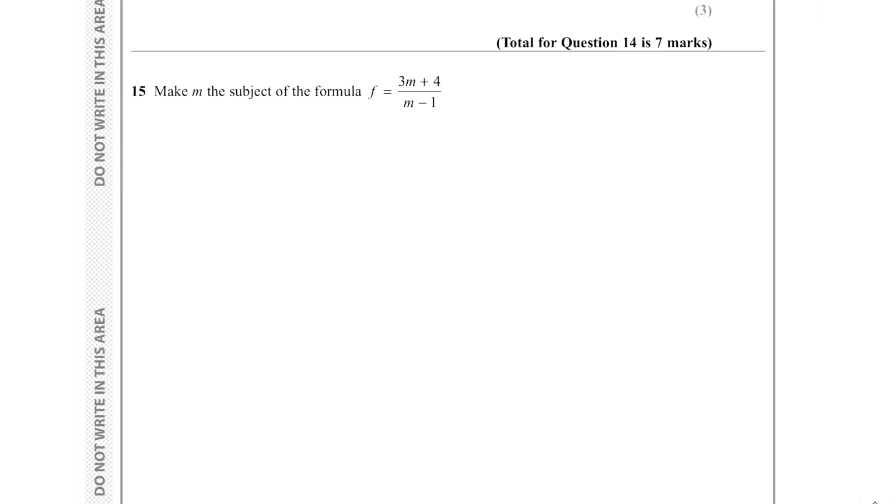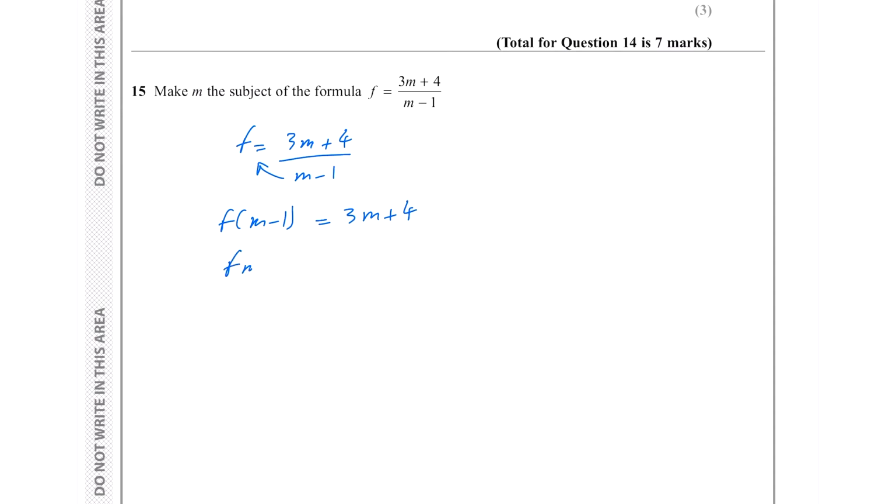Make M the subject of the formula. Whenever you have a fraction, you want to get rid of the fraction first. So we have F. And in this case, we have 2 M's. So at some point, we're going to have to factorize. So that's M minus 1. We're going to start by moving the M over to this side. So that's going to be F bracket M minus 1 is equal to 3M plus 4.